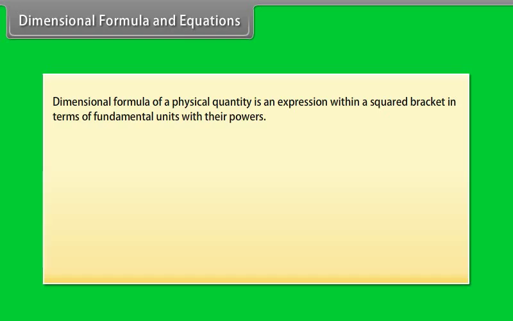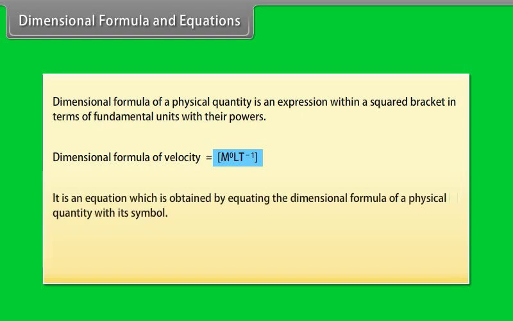Dimensional formula and equations. The dimensional formula of a physical quantity is an expression within square brackets in terms of fundamental units with their powers. Let us take an example. The dimensional formula of velocity is [M^0 L T^-1]. A dimensional equation is obtained by equating the dimensional formula of a physical quantity with its symbol. Let us take an example. The dimensional equation of velocity is V = [M^0 L T^-1].